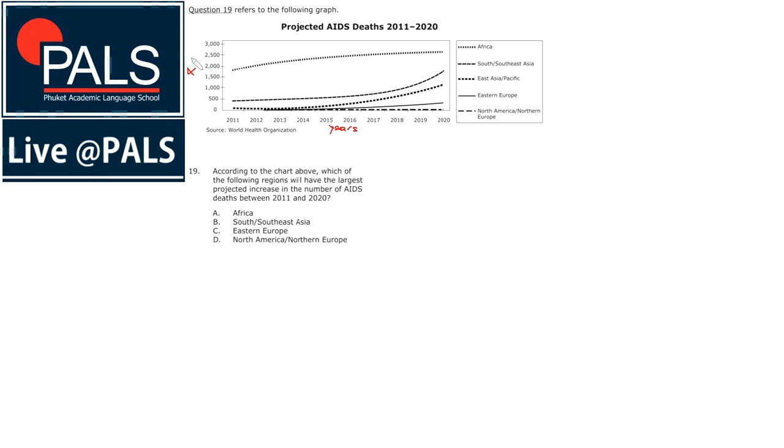So this should be the number of AIDS deaths here. So X is the number of AIDS deaths per year. The options are Africa, Southeast Asia, Eastern Europe, or North America.